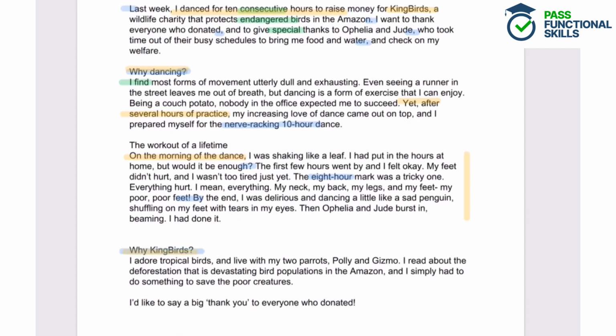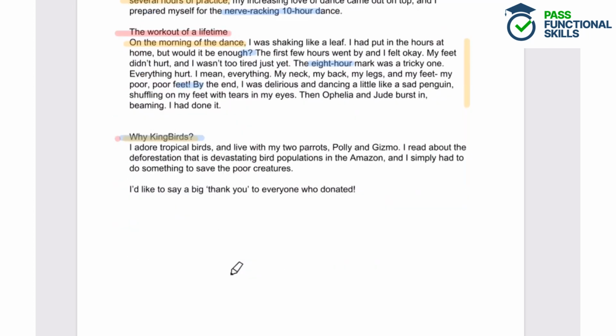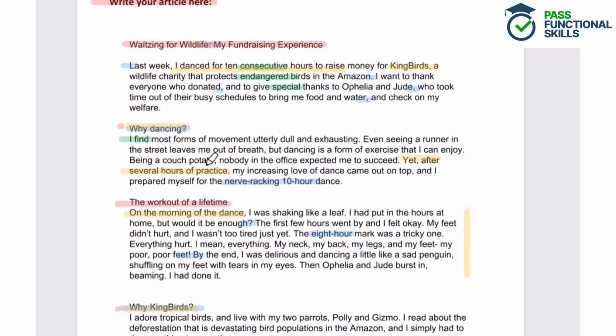And then we have subheadings. So "Why dancing," "The workout of a lifetime," and "Why kingbirds." And the purpose of these subheadings is to divide up parts of the article and show the reader what each part of the article is going to be about. So try to use both headings and subheadings in your own answers. You could also include the author's name at the bottom, so you could say "by Jim," for example.